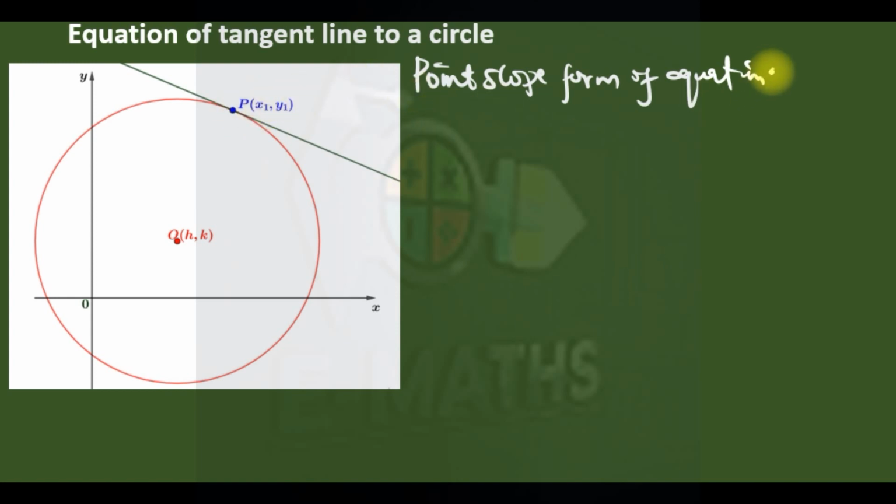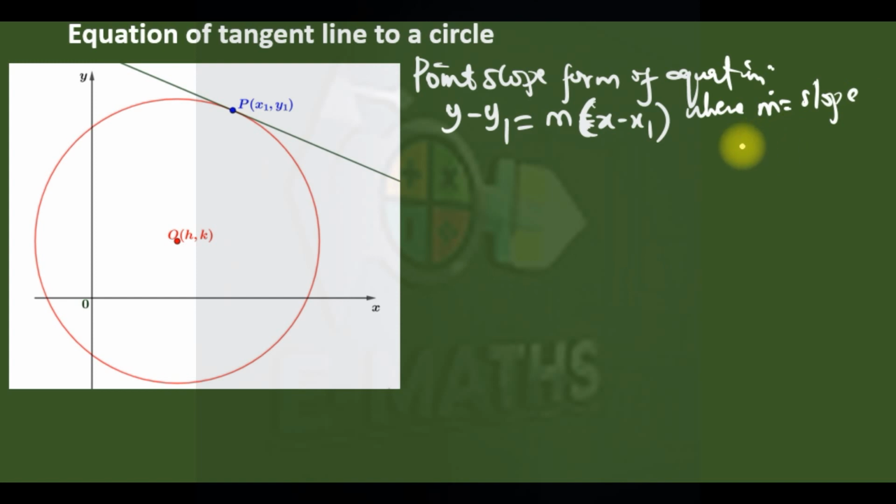The point-slope form of the equation of a line is y minus y1 equals m times x minus x1, where m is the slope of the line and (x1, y1) is the given point on the line. The major problem now is, how do you get the slope? Because we've seen the point x1, y1.